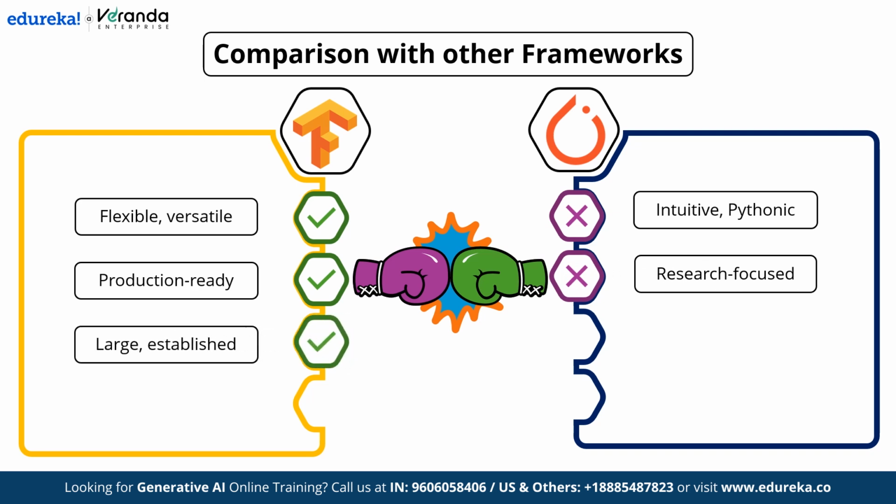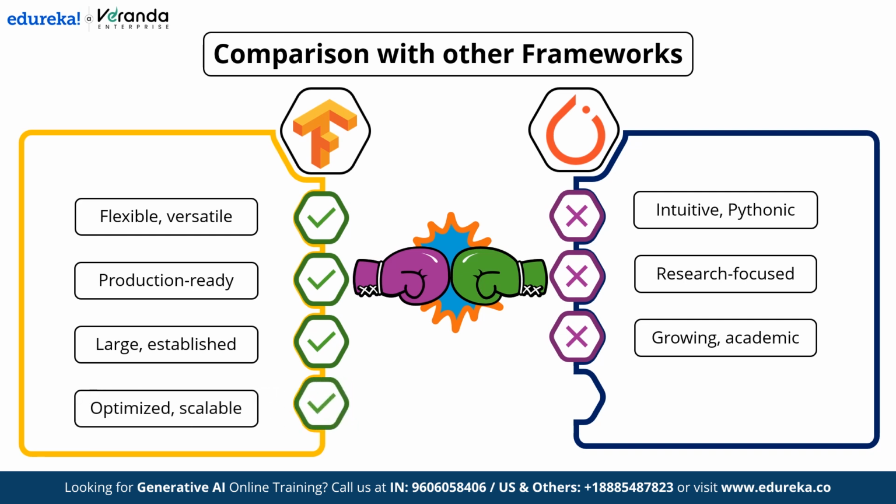Next, TensorFlow boasts a large and established ecosystem with an active community, extensive documentation, and a proven track record, while PyTorch is growing rapidly in academic circles, gaining traction as a popular choice for research projects. In terms of performance, TensorFlow is optimized and scalable, capable of handling large-scale models and datasets efficiently, while PyTorch is seen as a competitive alternative, offering its own strengths and appealing to a different subset of developers. Ultimately, the choice between TensorFlow and PyTorch depends on the specific use case and developer preferences, as both frameworks offer compelling features suited to different needs.